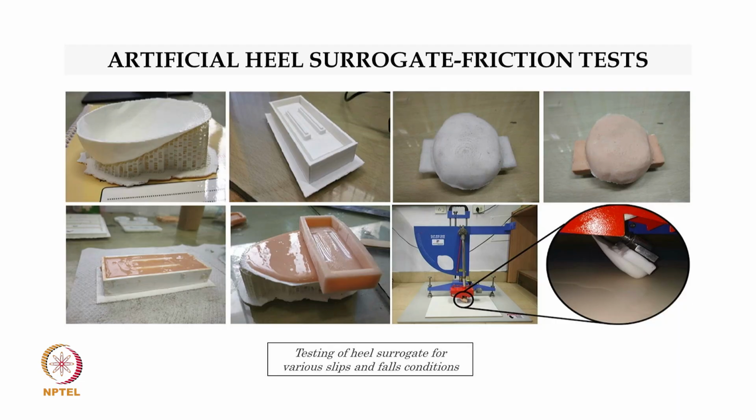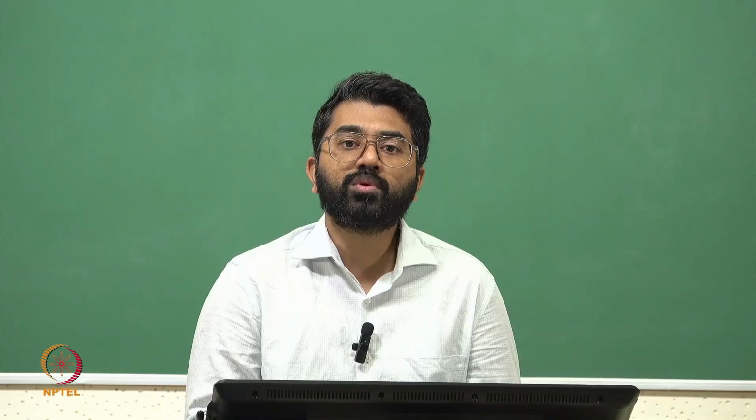The purpose here was not to just do a compression test, which we have already done for the calcaneal heel pad, but to do some friction tests. We wanted to look at barefoot slip and fall conditions, right? So if you are walking barefoot on a particular flooring and there is a water spill or an oil spill, do you have a high chance of slipping? That is what we wanted to measure, right? So we developed a very novel human heel surrogate, an artificial heel surrogate.